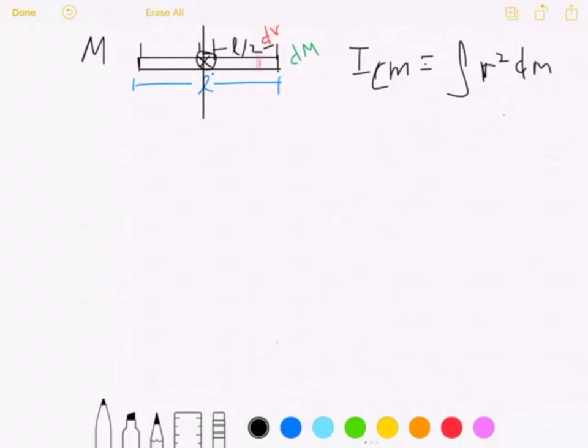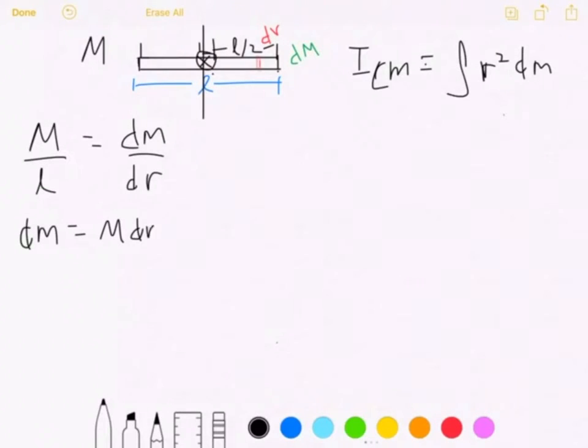So let's make up a proportion here. M, the mass of the rod, is to L, the length of the rod, as dm, that tiny, really small mass there, is to dr. So we want dm by itself, so we're going to cross multiply and then divide both sides by L. So we're left with dm is equal to big M times dr divided by L.